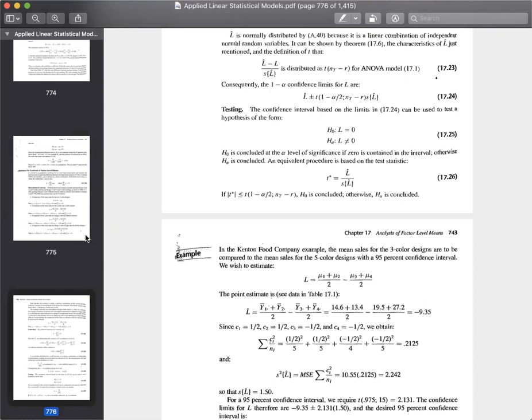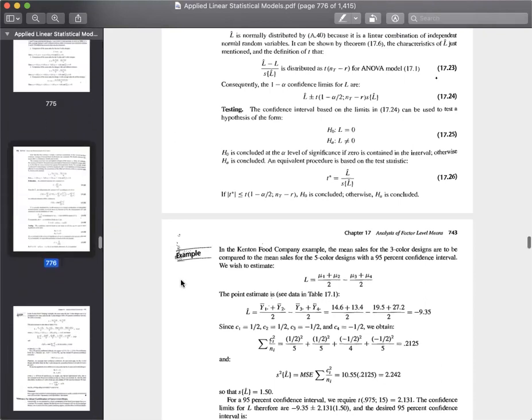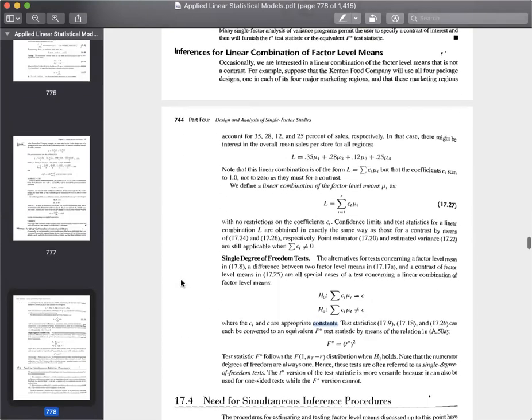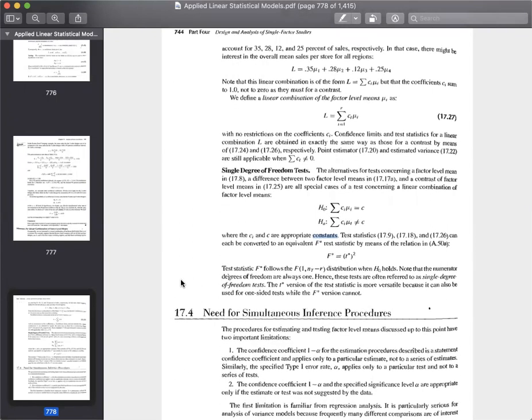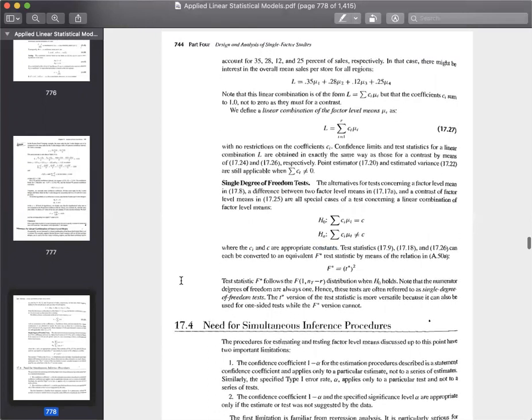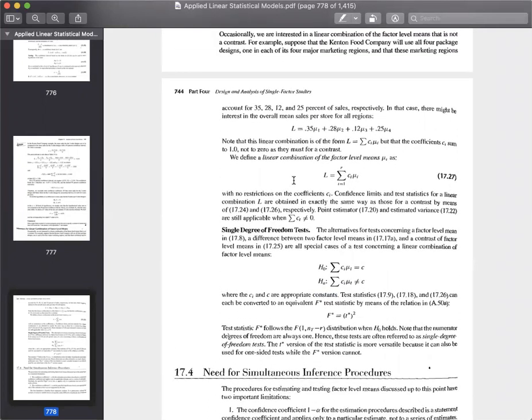Inferences for linear combinations of factor level means. Occasionally, we are interested in a linear combination of factor level means that is not a contrast. We define a linear combination of the factor level means mu_i as L equals the summation of i equals 1 to r of c_i mu_i, with no restrictions on the coefficients c_i. Confidence limits and test statistics for a linear combination L are obtained in exactly the same way as for a contrast, by means of 17.24 and 17.26 respectively. The point estimator 17.20 and estimated variance 17.22 are still applicable when the summation of c_i does not equal 0.